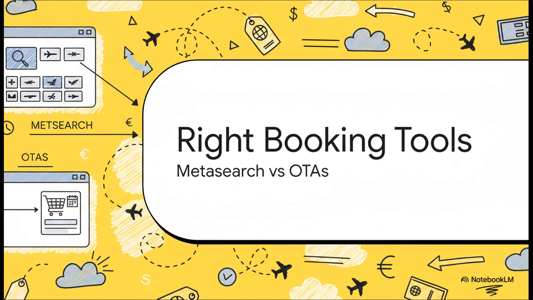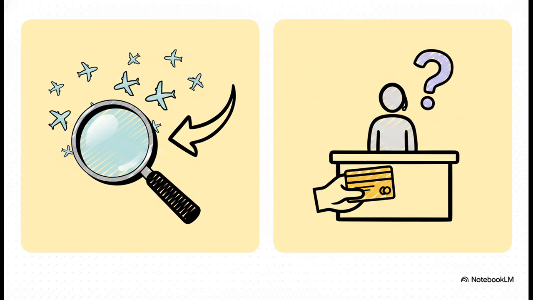Right, now that we know what we're actually looking for, let's talk about Section 3, the right booking tools, focusing on the big difference between meta-search engines and OTAs. This is a crucial distinction in the travel industry that catches out even the most experienced flyers. Meta-search tools, like Google Flights or Skyscanner, just aggregate and display prices.